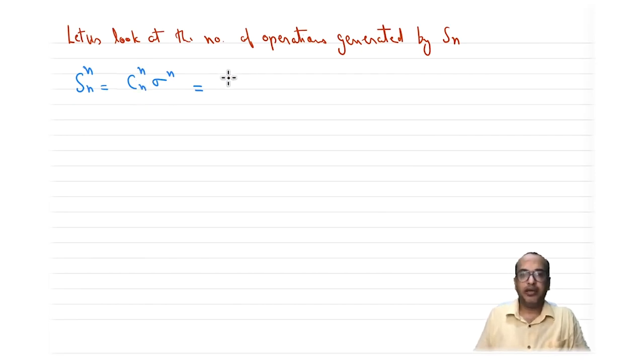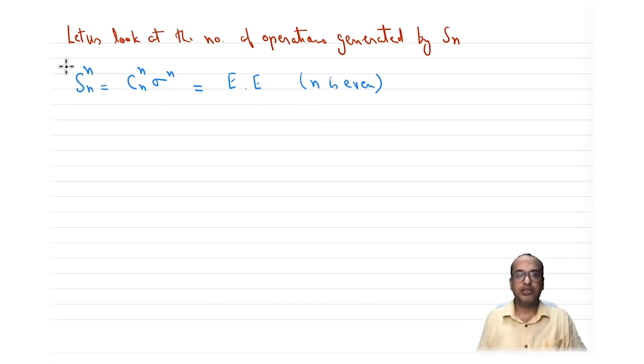We have seen that Cn to the n is E, and sigma to the power n is E only in the case of n being even, right? So let us first consider the case of n even. So this will be equal to E. This is easier to follow. If it is not even, then it will lead to sigma. Cn to the n will remain E irrespective of even or odd, but sigma to the n will give rise to sigma if n is odd, okay?